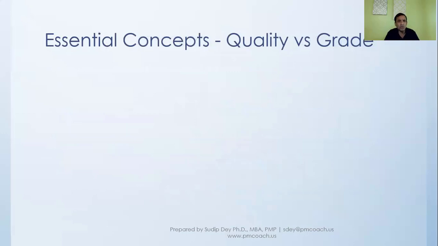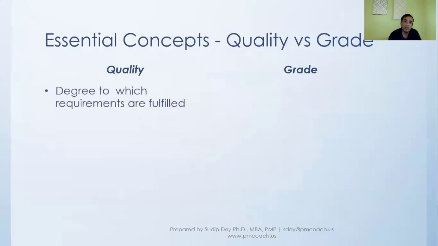There are some essential concepts that we need to understand as we move into the discussion on quality. First is quality versus grade. When we talk about quality and grade, there are certain key differences. Quality is really about the degree to which requirements are fulfilled. We talk about conformance to the requirements.